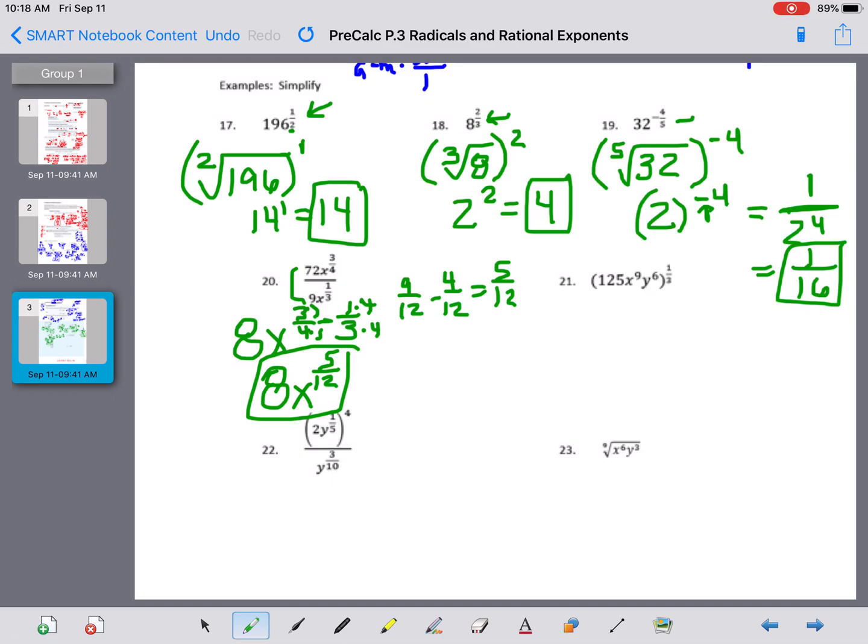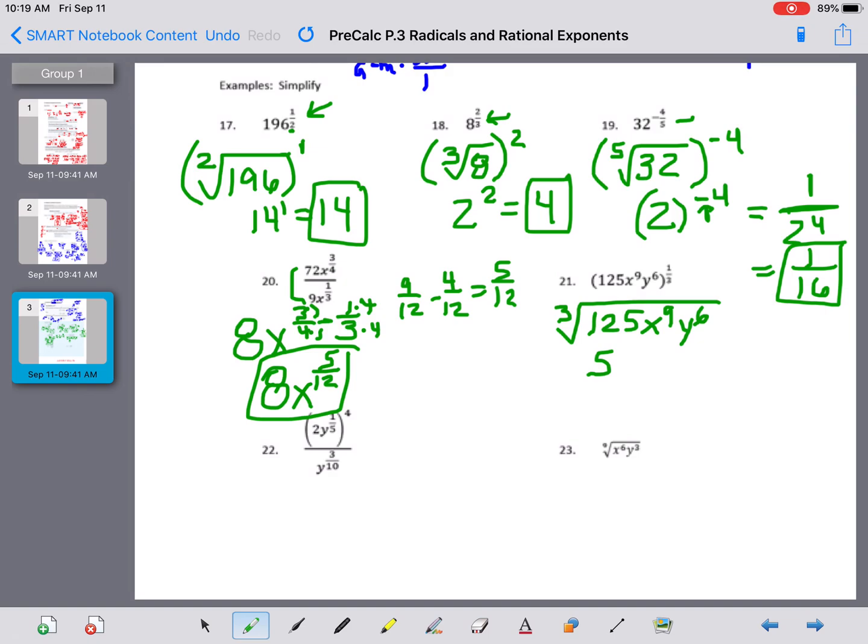All right, 21. I have, all in this parentheses, 125 x to the 9th y to the 6th, to the 1/3 power. Remember, 1/3 power means it's the cubed root. So I can rewrite this whole expression, all of these inside because of that parenthesis, to the 3rd root. What number times itself 3 times is 125, or what factor of 125 times itself 3 times is there in 125? 5 times 5 times 5 is 125, so I get 5. X to the 9th, and it's the 1/3 power.